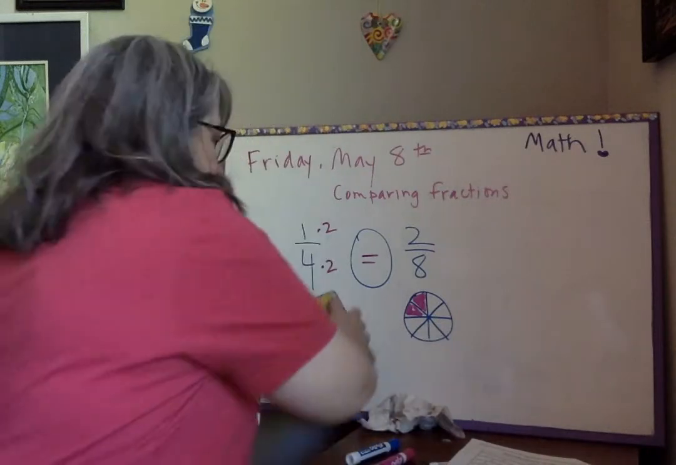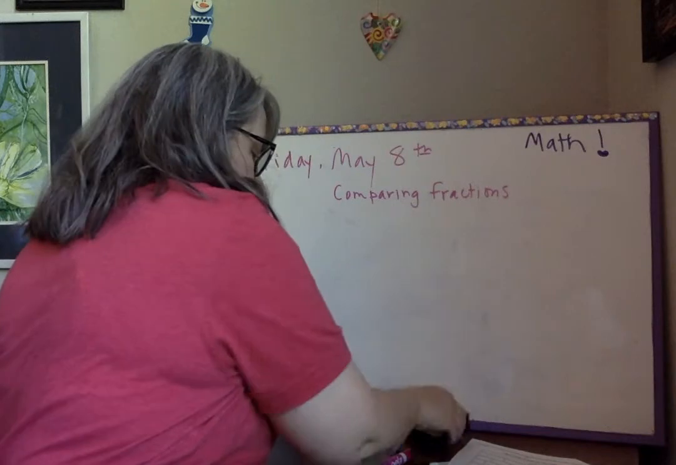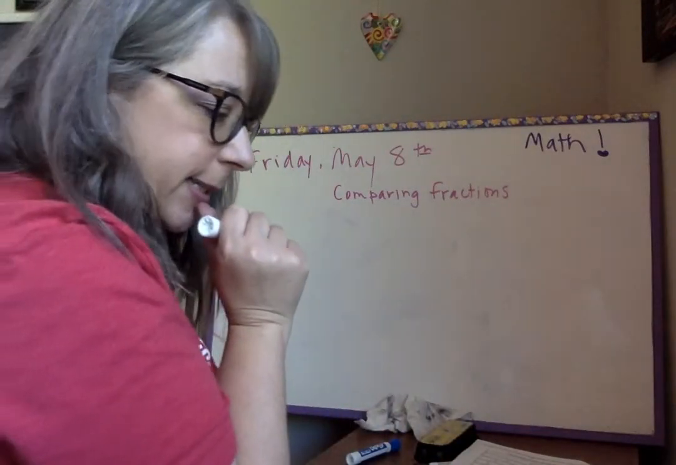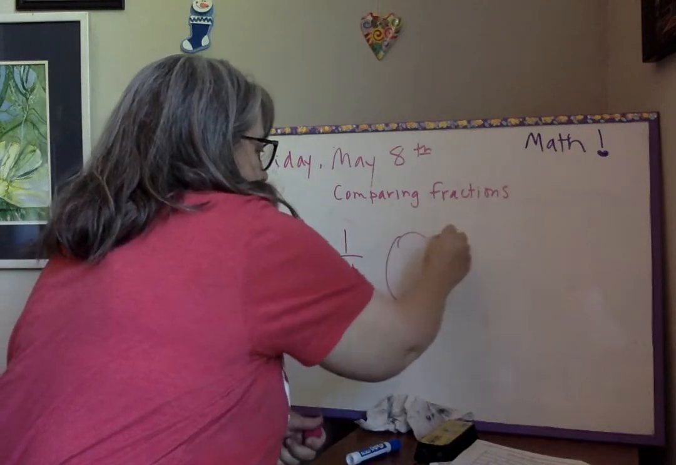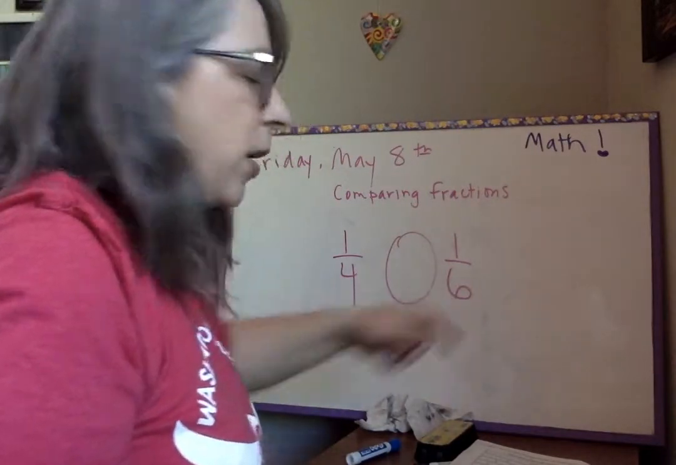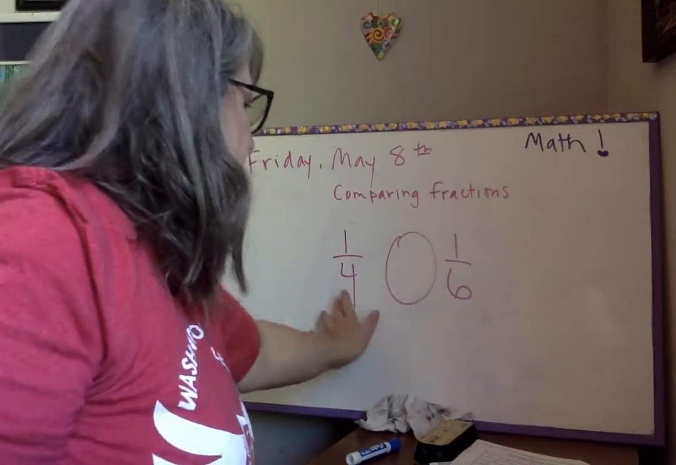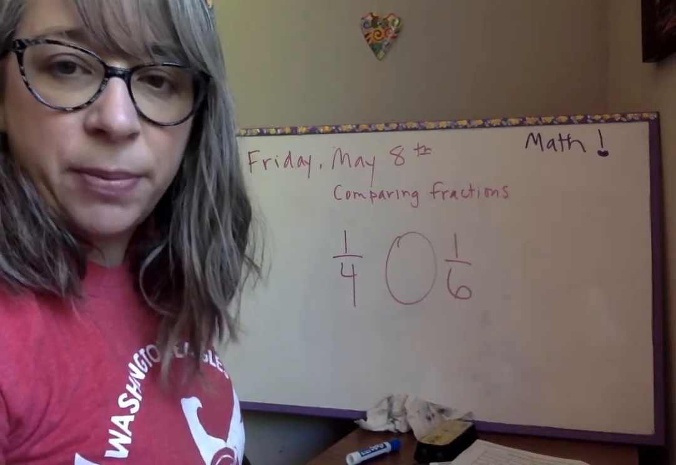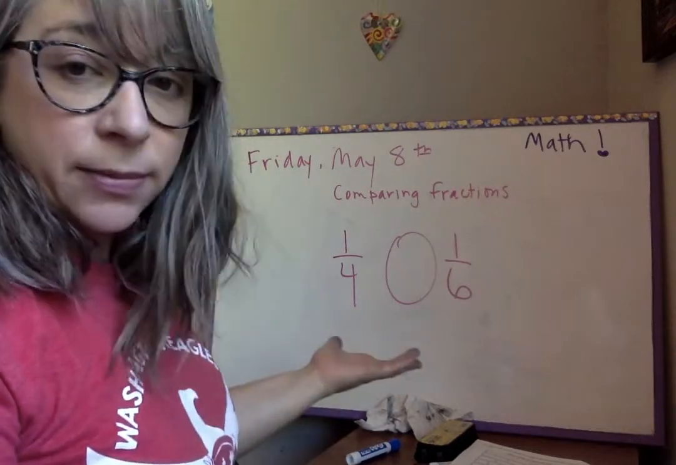Let's do 1/4 and 1/6. Did we do 1/4 and 1/6? I don't know. So let's do 1/4 and 1/6. Now, most of the time, when we see larger numbers like 6 is bigger than 4, we might tend to think, oh, a 6th is going to be bigger than a 4th. Well, in the fraction world, it's not.